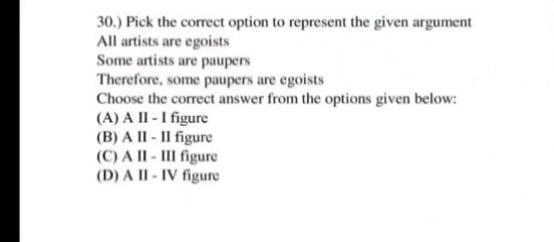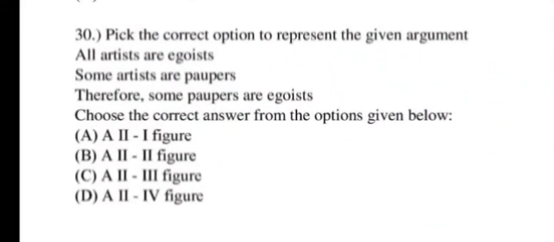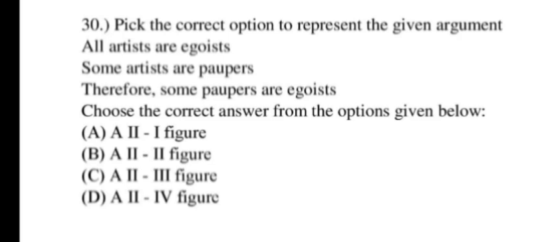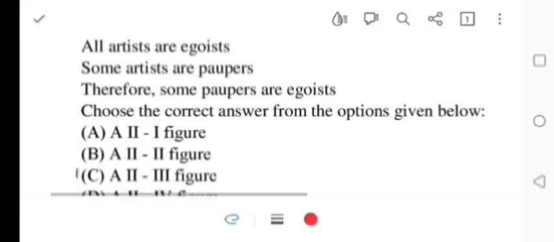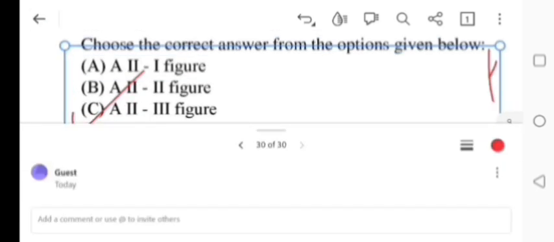30 says pick the correct option to represent the given argument. All artists are egoists. Some artists are paupers. Therefore, some paupers are egoists. Choose the correct answer from the options given below. A2 to 1 is 1 figure. A2 2 figure. A2 3 figure. A2 4 figure. 30 it will be A2 3 figure. That is number C.